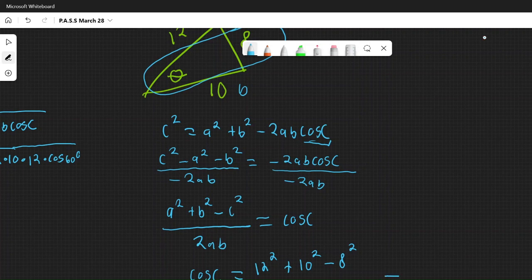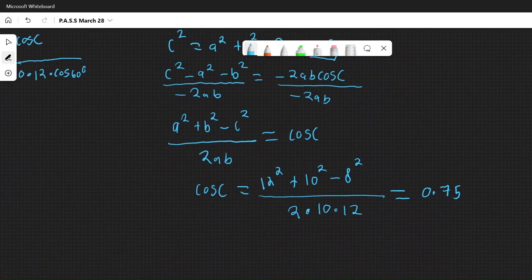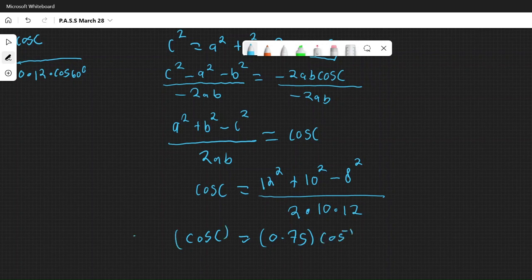And this equals 0.75. Now I'll move that down here. Now we have to do our inverse of cos. And once we do that, we will get that c equals 41.41 degrees.